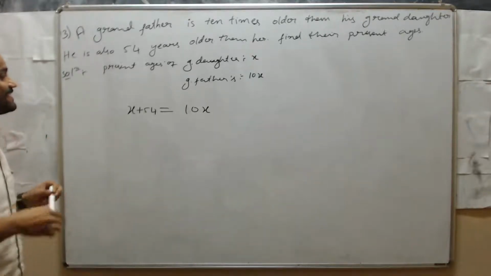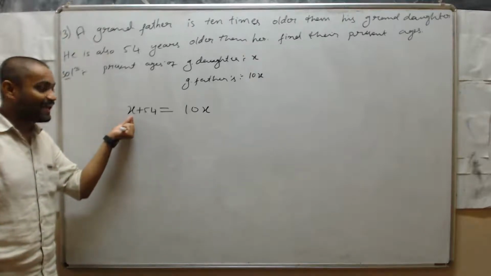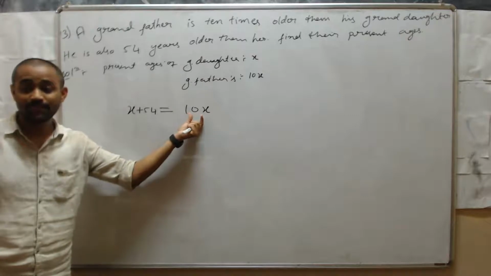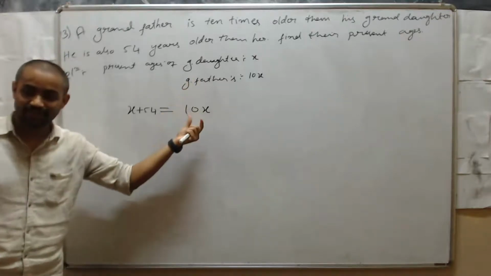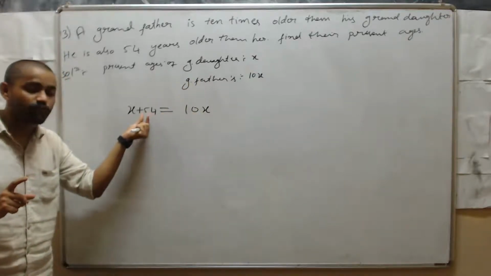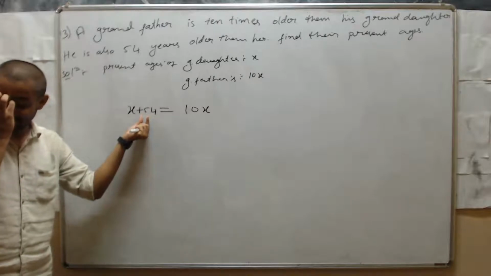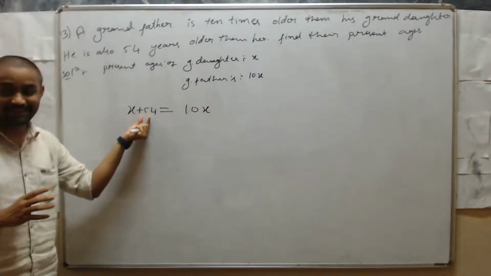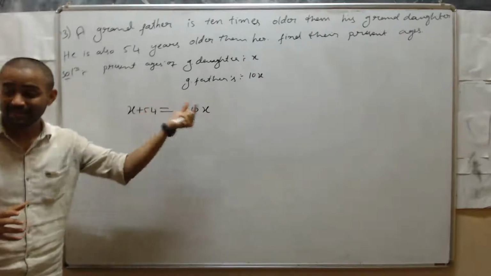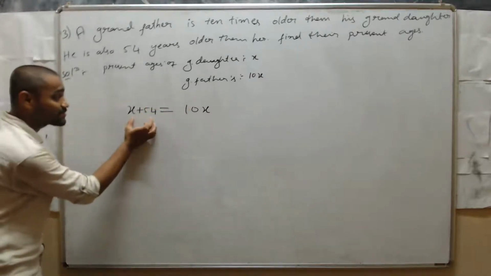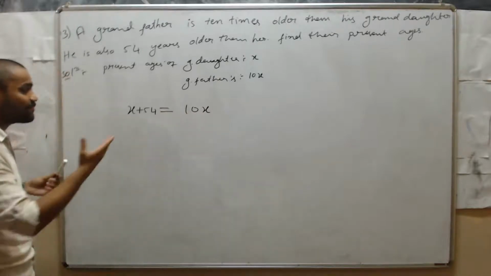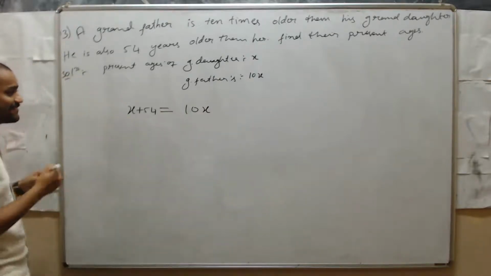See here, x is the present age of the granddaughter and 10x will be the age of the grandfather, and he is 54 years older than her. That means x plus 54 is equal to 10x. Is it clear? Yeah. Move to the next step. How to solve this, students? Is it easy? Very easy it is.